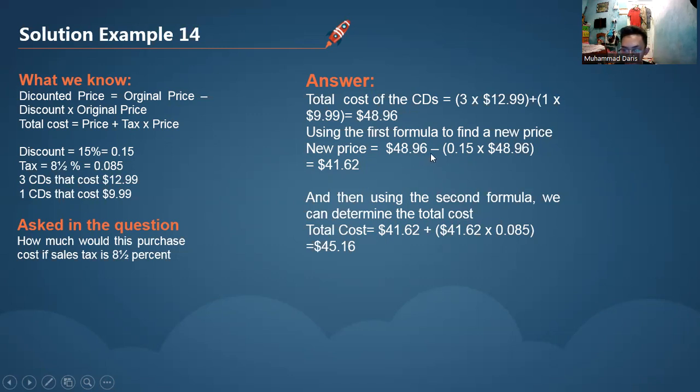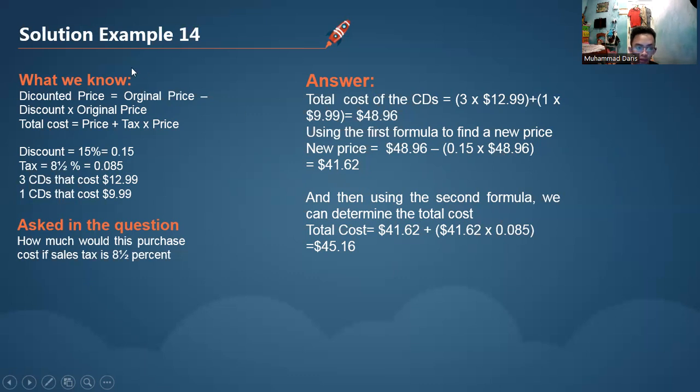$48.96 minus open bracket the discount 0.15 times the original price, which is $48.96 close bracket, and then we get the discounted price. It is $41.62, and then using the second formula, the total cost, we can determine the total cost.